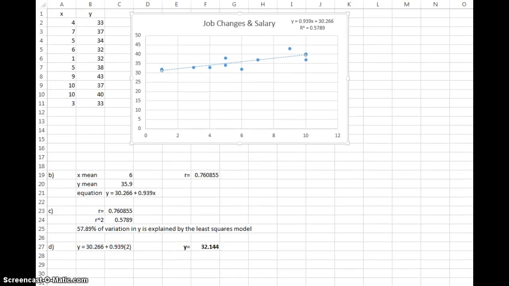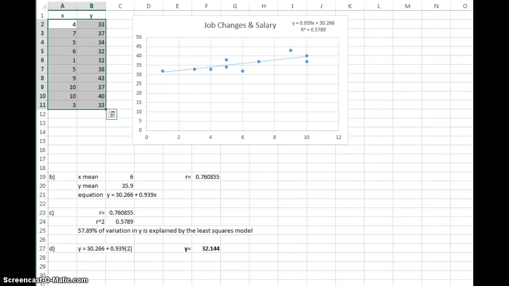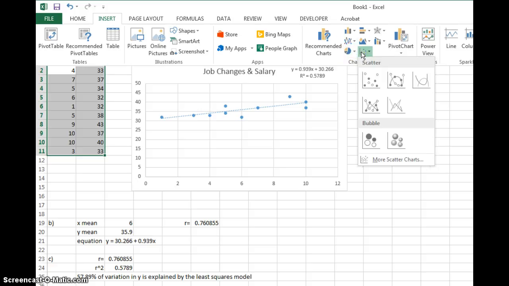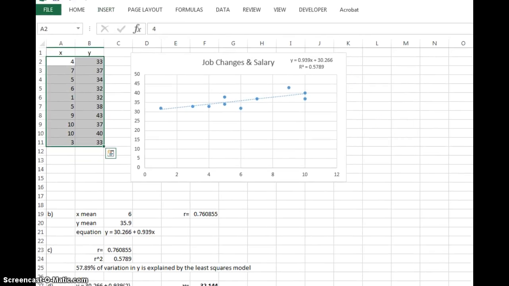So for number 6, you should type in all your data values in Excel, make a column for X and a column for Y. And then you can select them and insert a scatter plot. And you'll have part A done here.